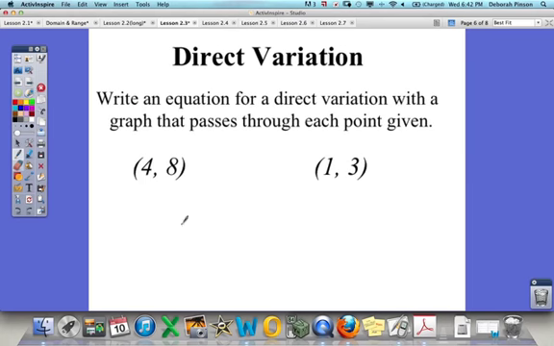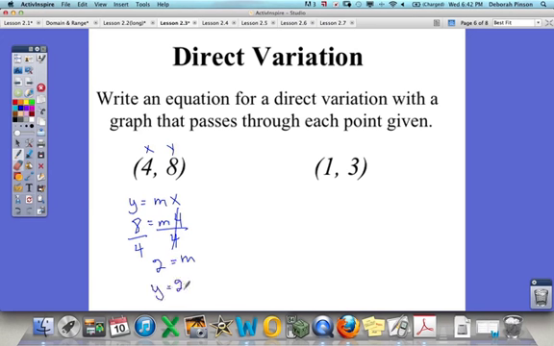Okay, now if I give you a point, here I gave you this point (4, 8), and I ask you to write an equation for direct variation. Now remember, it doesn't have a b, so it's just y = mx. Basically, all you need to do is find that slope. Here's how you find the slope: plug in your x and your y and solve for the m. So m is 2. Now that's sometimes called the constant of variation.